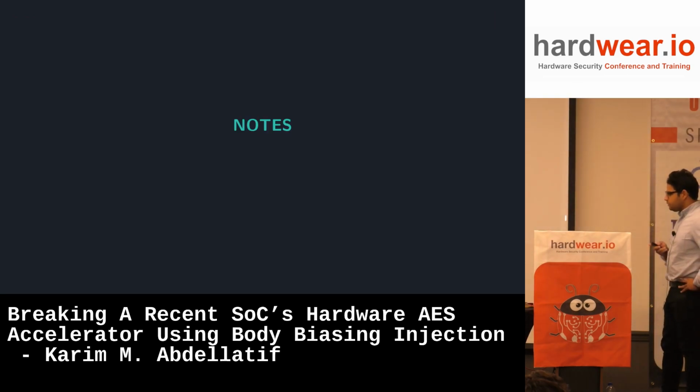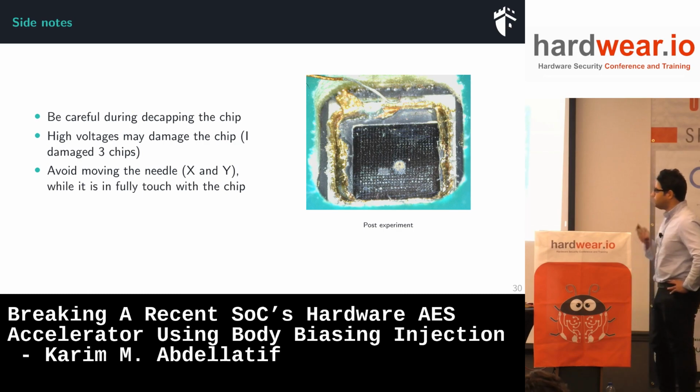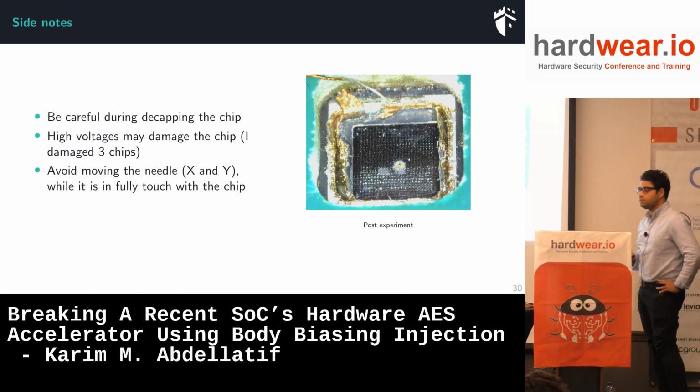I have some notes from this experiment. If you are going to try this kind of attack, you have to be careful. If you are injecting a high voltage into the substrate itself, you are going to damage the chip. I already damaged 3 chips.